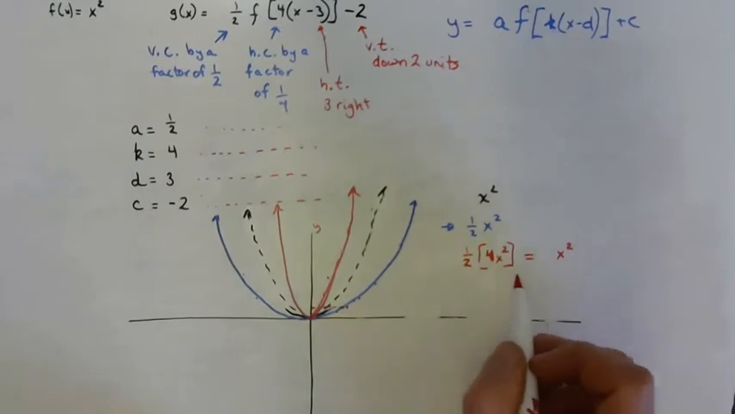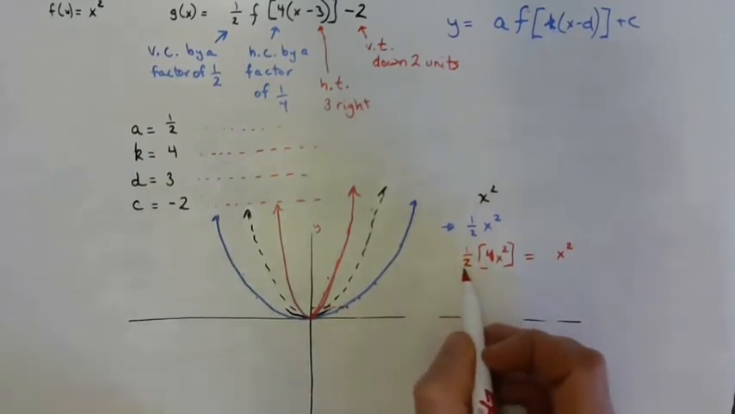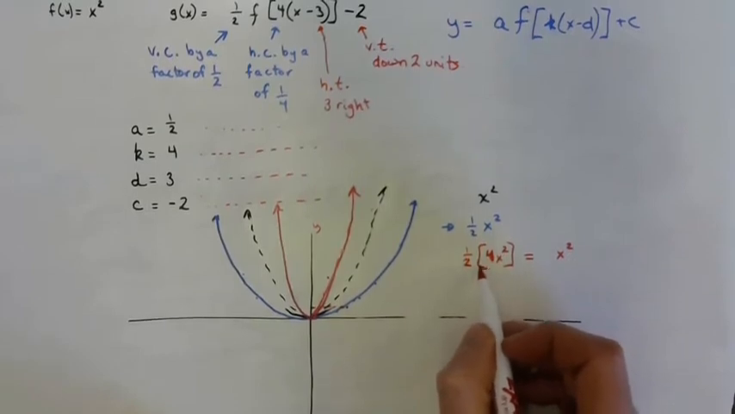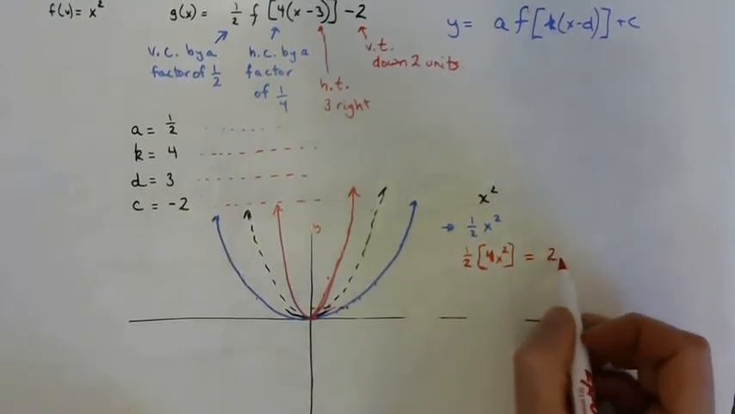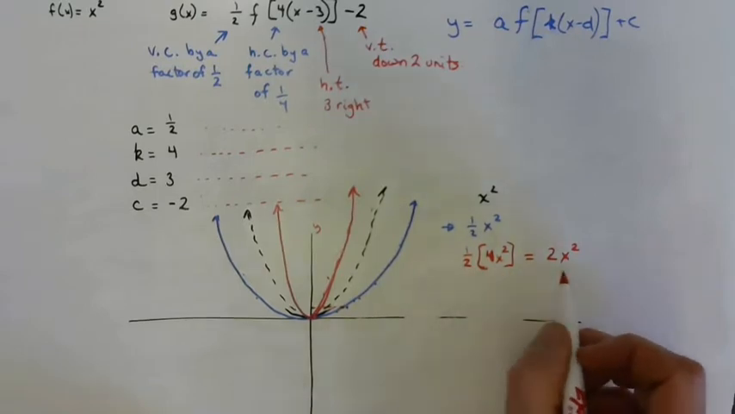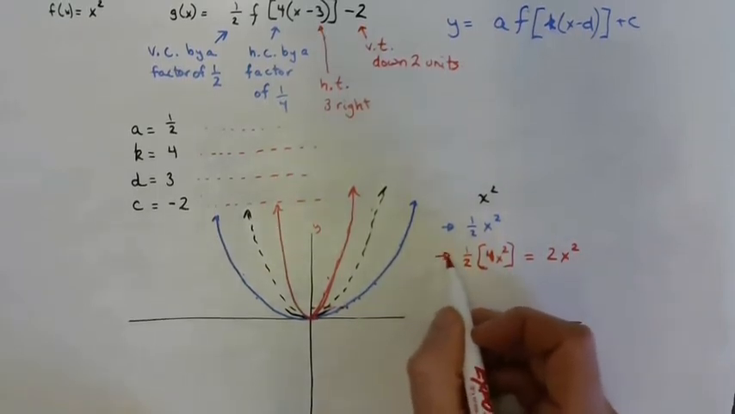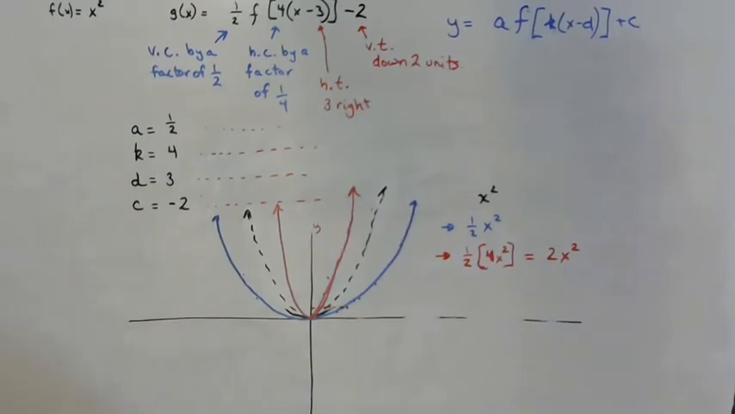So this is when we did the horizontal compression by a factor of 4. This is now the function that we have. It looks like this, and it's 2x squared if we simplify it, because it's multiplication: 1/2 times 4 times x squared is just 2x squared. So the red function that you have drawn is actually the same as 2x squared. Now what are we going to do? Now we're going to apply our transformations. We're going to move it left and right, up and down. Does it matter which way we do it?